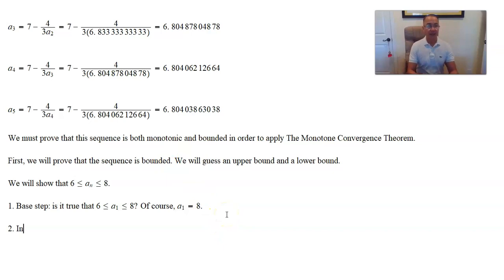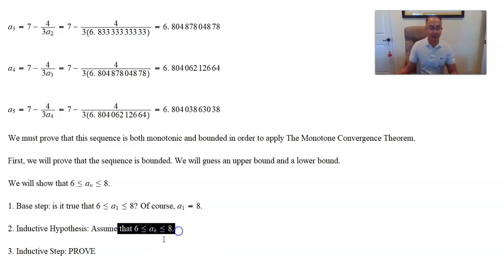Now, the inductive hypothesis. We will assume that a sub k is between 6 and 8. We'll just copy that and change a1 to a sub k. Now we have the inductive step. We will prove that the next term, a sub k plus 1, is also between 6 and 8. That is where the hard part comes in.